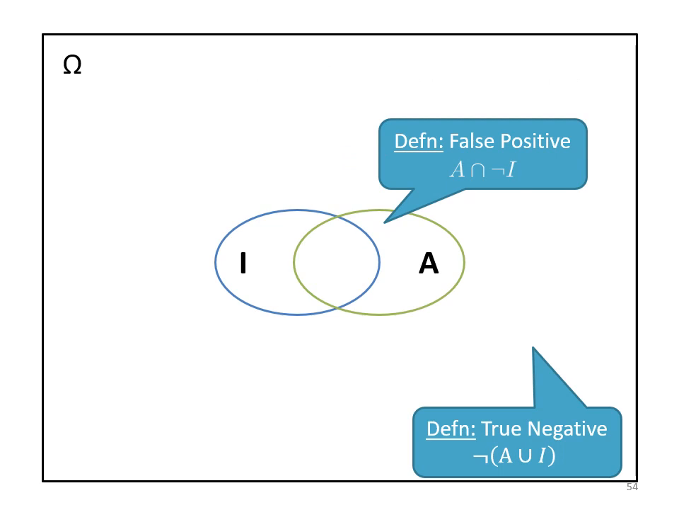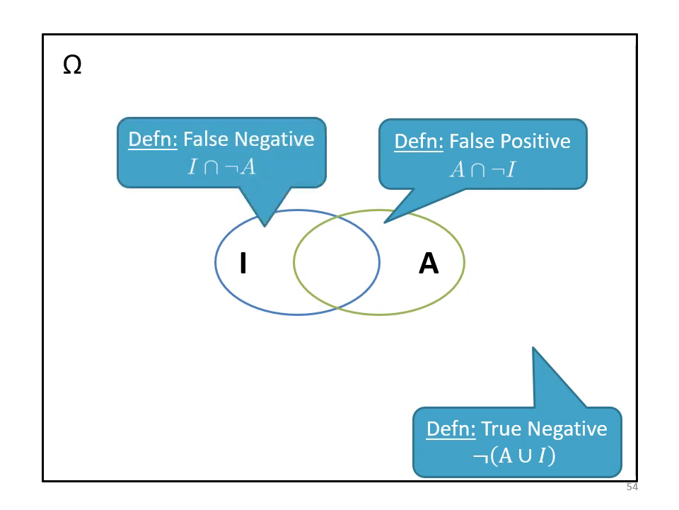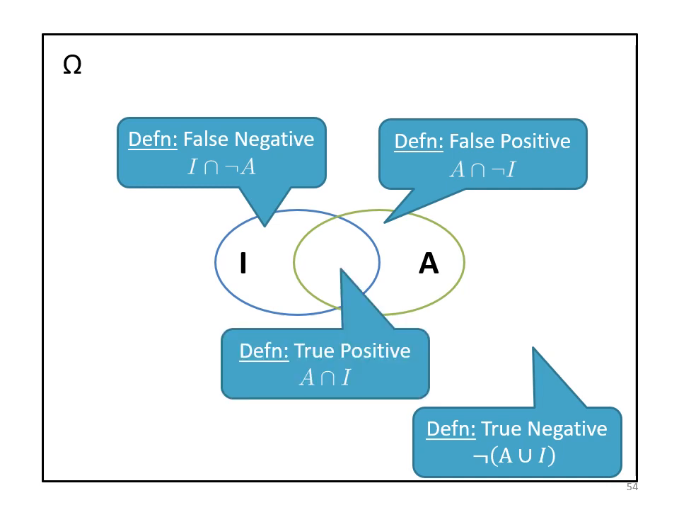So a false positive is a thing that is an alert but not an intrusion. A true negative is a thing that is neither an alert nor an intrusion, things that are outside of these two ovals. False negatives are when there's an intrusion and we didn't detect it. So this is the set of intrusions I, and then the complement of all the alerts that we generated. And then we have true positives. This is the set of alerts that were actually intrusions, the intersection of the set of alerts and the intrusions.